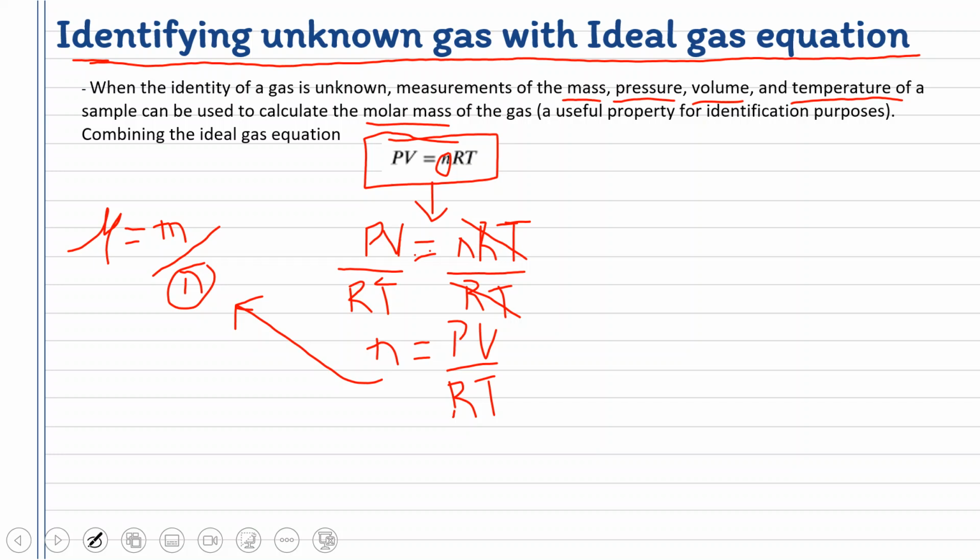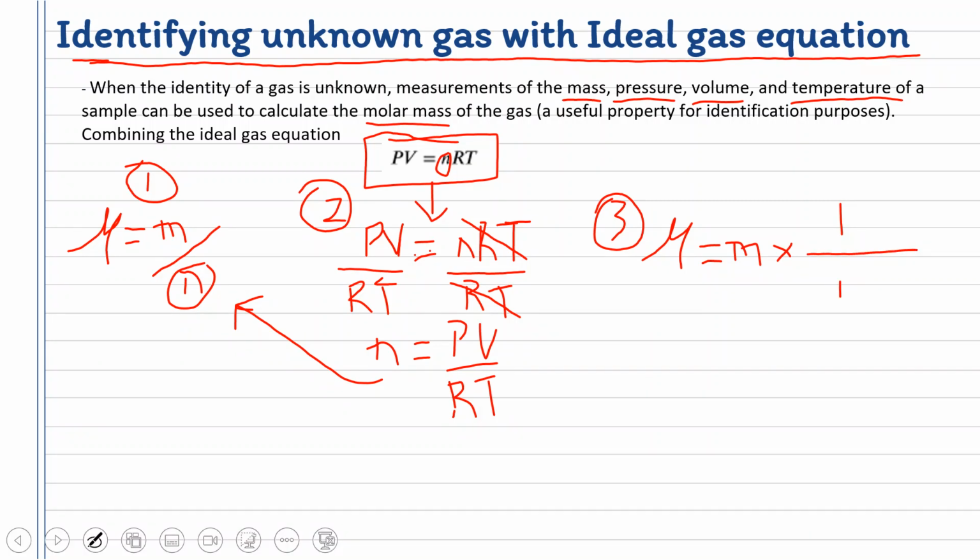How do I put N into this formula? Let's see how that goes. So we had this, and we have step 2 here. Let's go to step 3 here. In step 3, I'm just going to substitute N in that formula. So we're going to have something like this. We're going to have molar mass equal to mass, right? You can write that as mass multiplied by 1 over N, okay? Now instead of N, I'm going to put this here. So we can have molar mass.